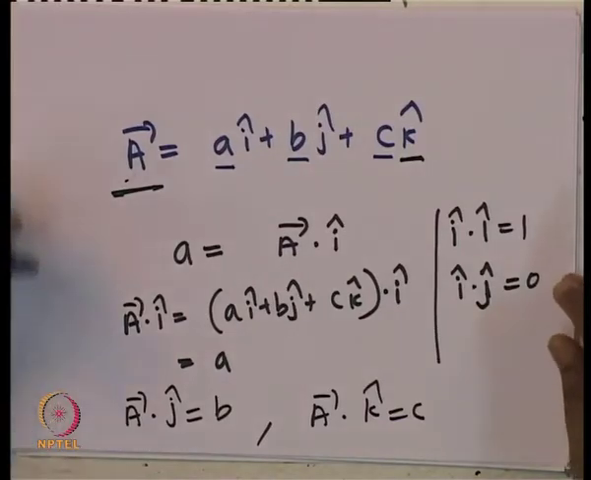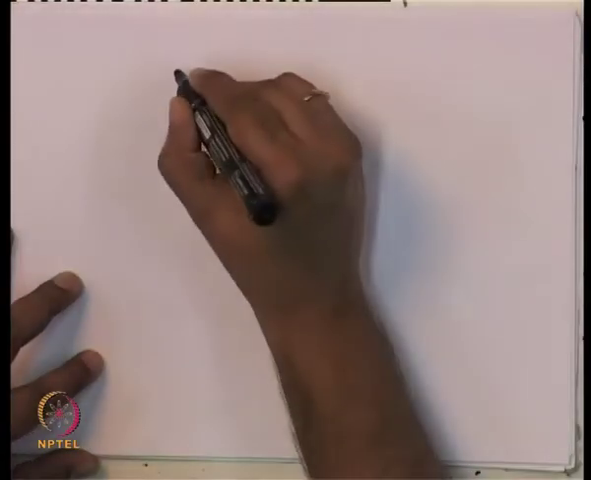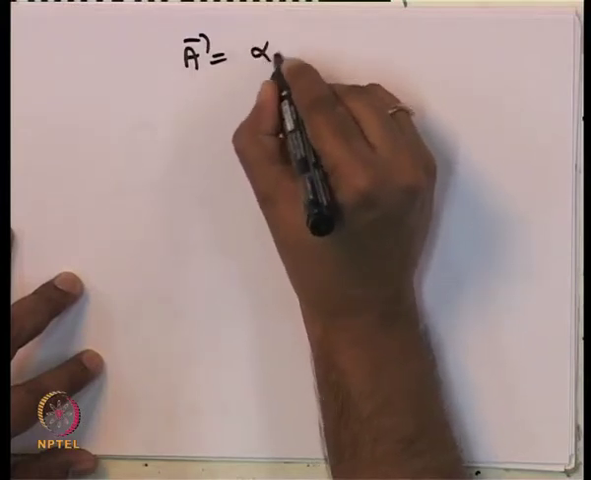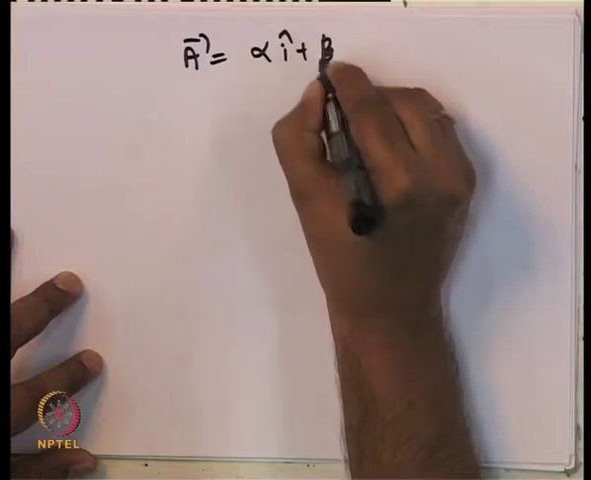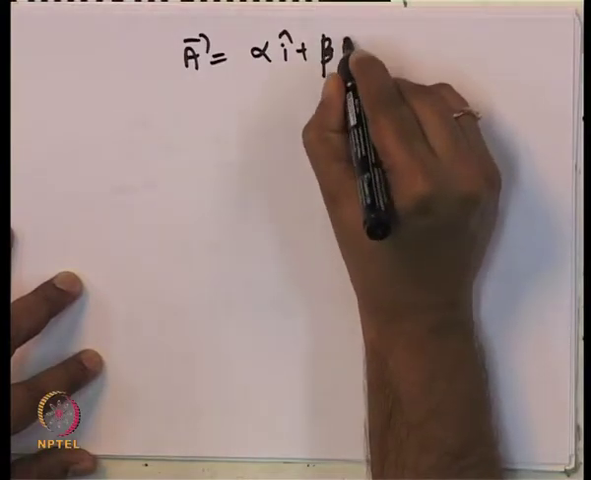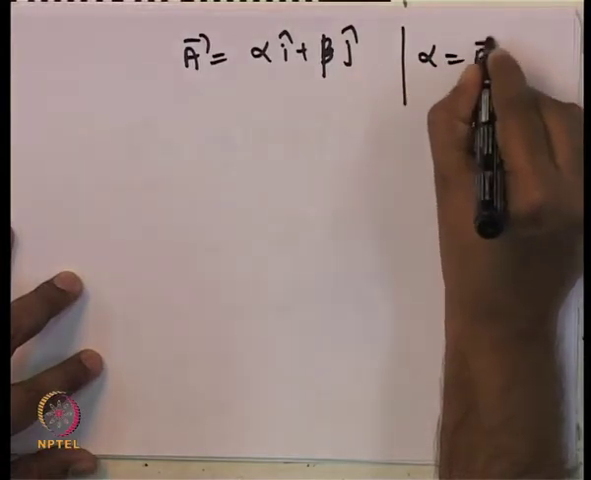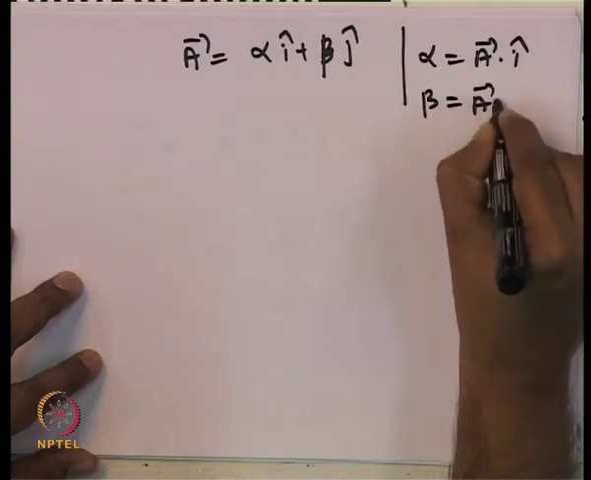Now, let us think in a similar fashion here. Let us write a 2D vector for simplicity. So let me write A as alpha i plus beta j, and we know that alpha is A dot i and beta is A dot j.